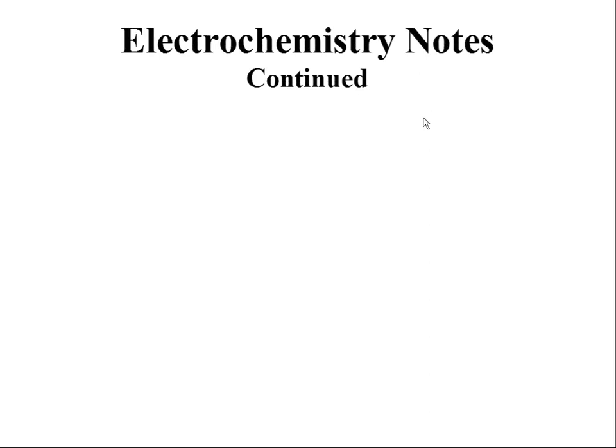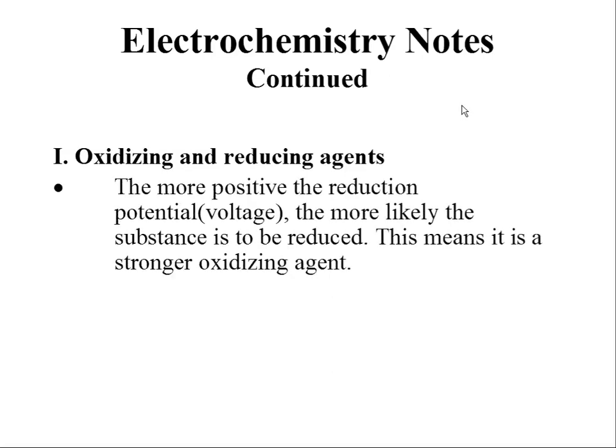So this is a continuation of electrochemistry. We've talked about oxidizing and reducing agents before. Now we're going to relate those to voltage. The more positive the voltage, which we call reduction potential, which means its potential to be reduced, the more likely the substance is to be reduced. This is also going to make it a stronger oxidizing agent.